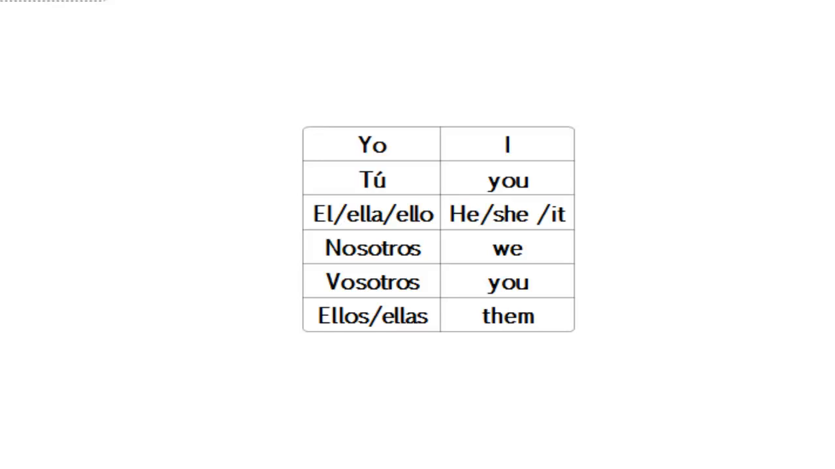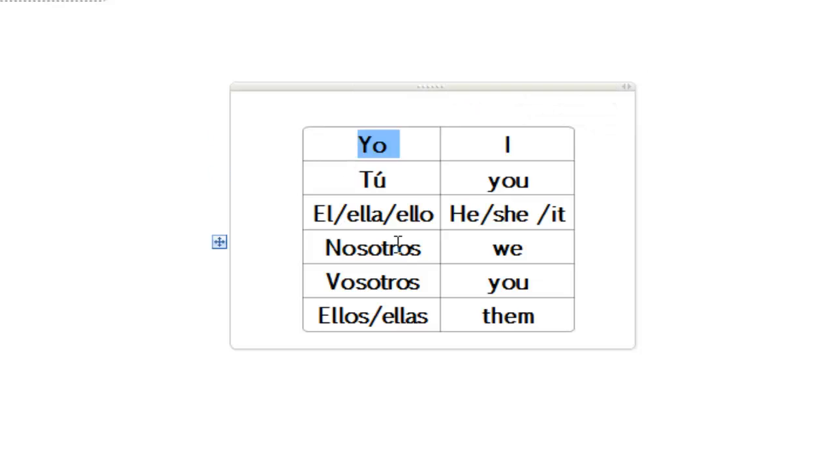So I, obviously, is yo, okay. You is tú, okay. Él is he. Now remember this double L? Ella. So it's a y sound. Ella is she. Okay? And this is ello, it.